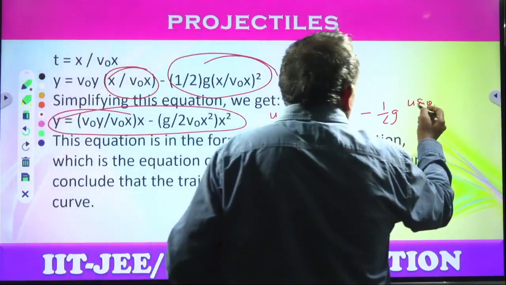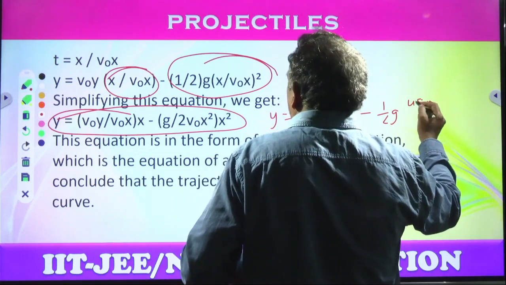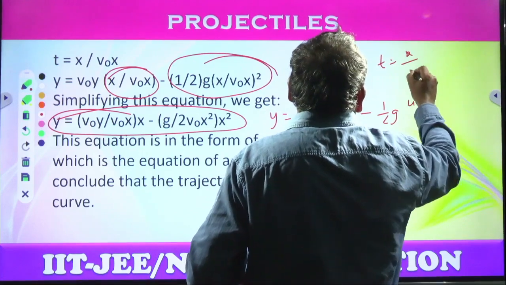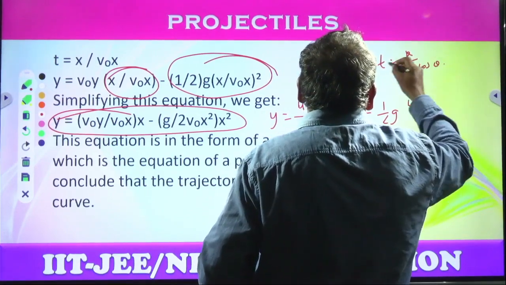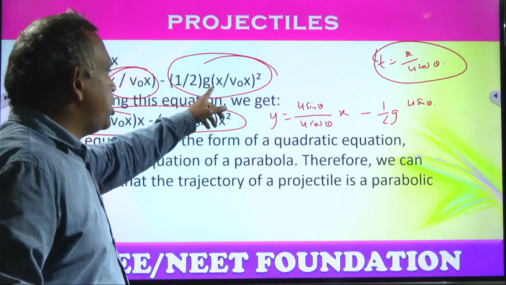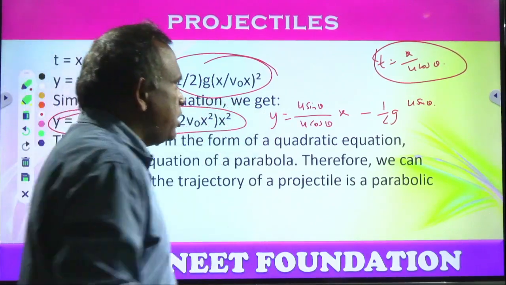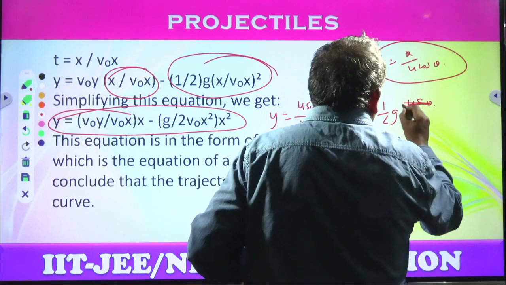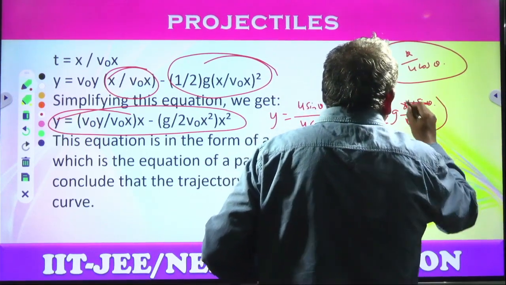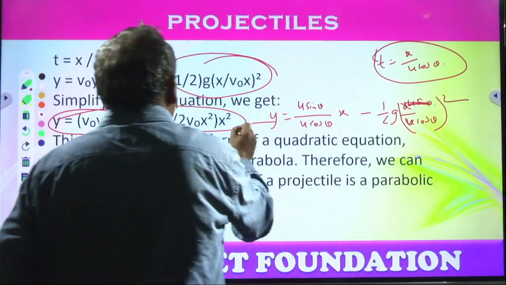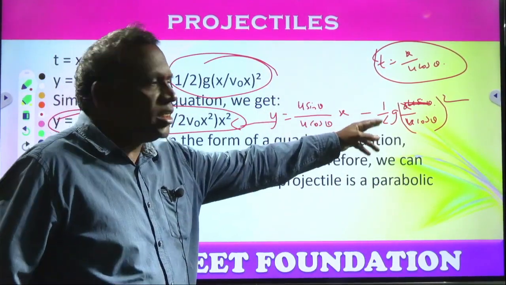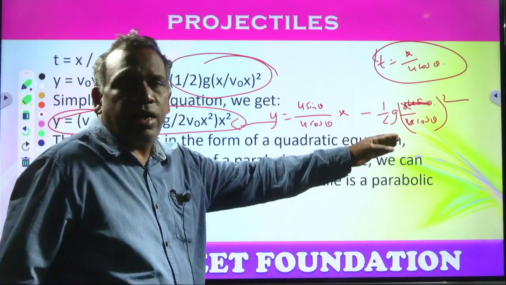See, x square, here u sin... actually t is equal to x by u cos theta, t is equal to x by u cos theta of gt square. The t value should be substituted here. See, the t value is nothing but x by u cos theta whole square. Similar to this, you are going to get this equation. So that is y equal to tan theta x minus half g x square by u square cos square theta.